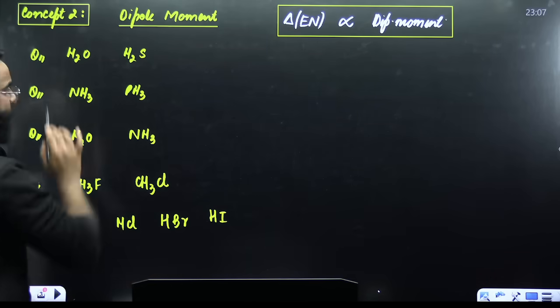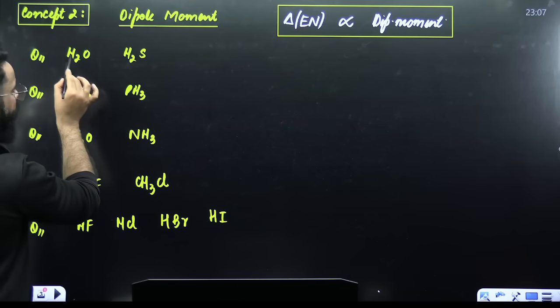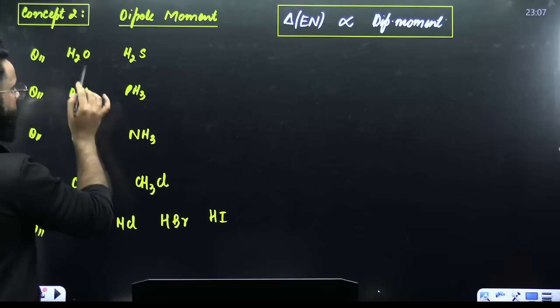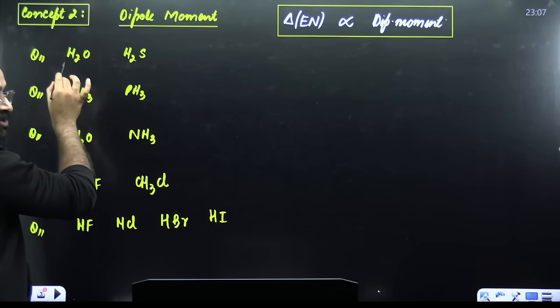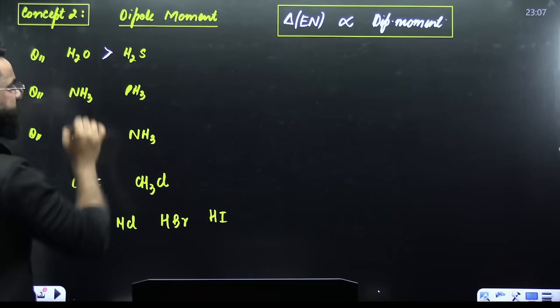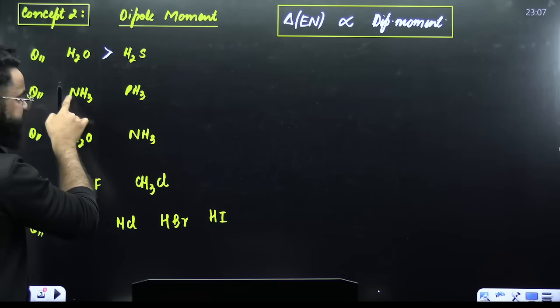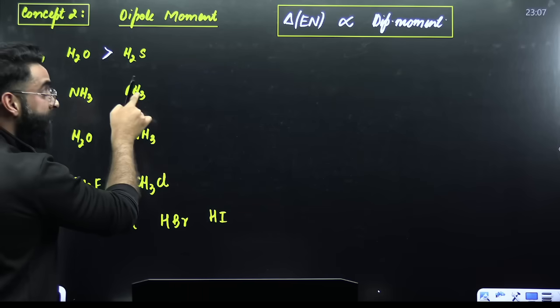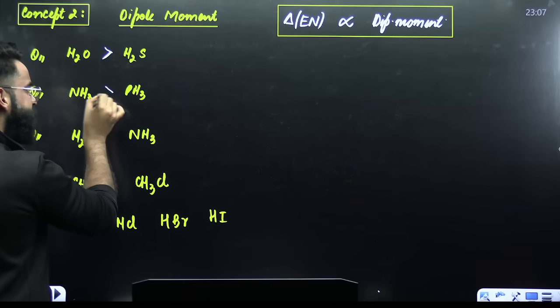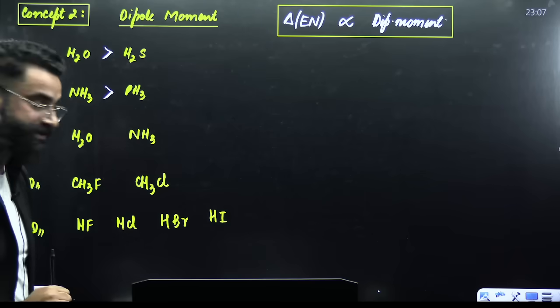For example, look at the first question. Here the bond is between O and H. Here the bond is between S and H. I would say the electronegativity difference between O and H is more than that of S and H. So the more the electronegativity difference, the more the dipole moment is going to be. Again, the bond is between N and H. Here the bond is between P and H. Electronegativity difference here is more, right? So more electronegativity difference means more dipole moment.